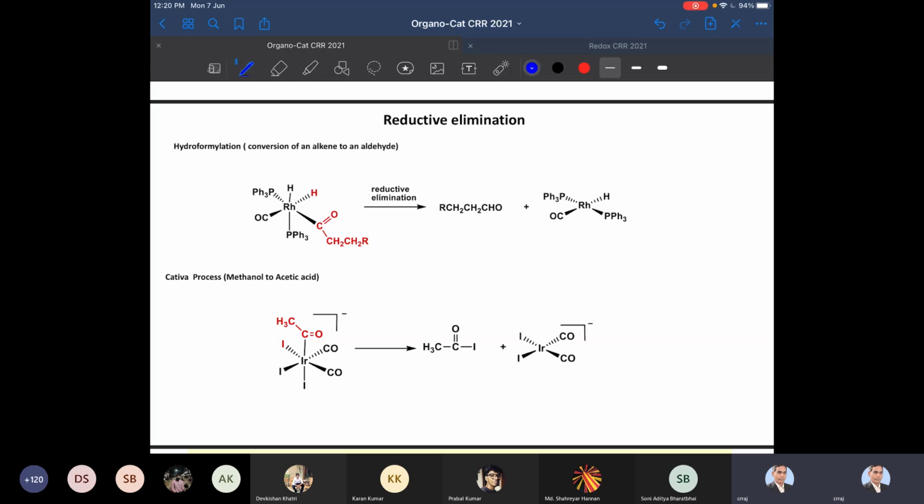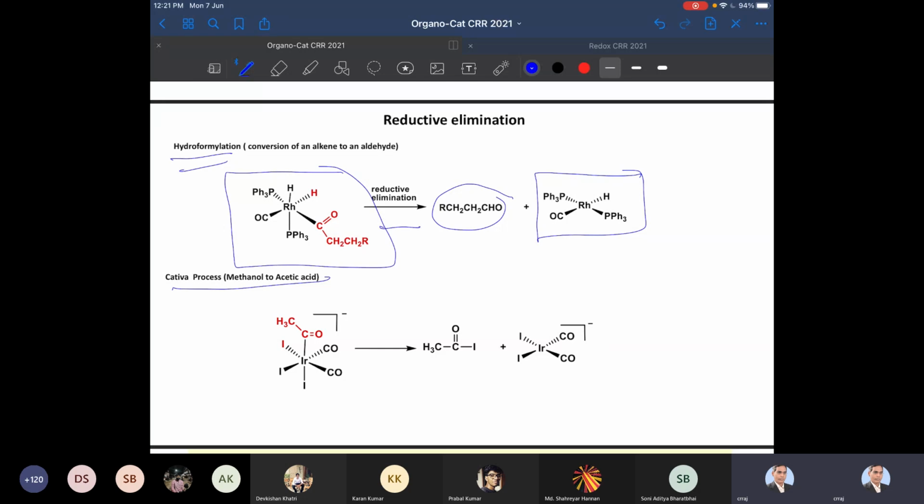So this is a hydroformylation reaction. Don't bother about the name. Basically, what we need to know is what product is coming out. This is the complex, and the process is reductive elimination. I get an aldehyde and I get back the complex. Okay, I hope you are following.